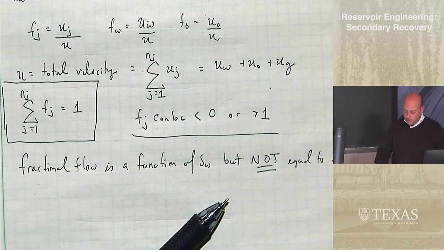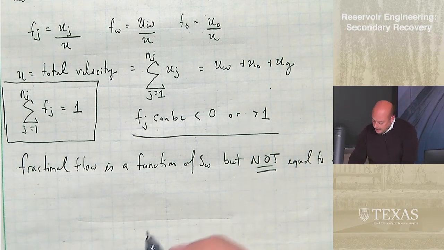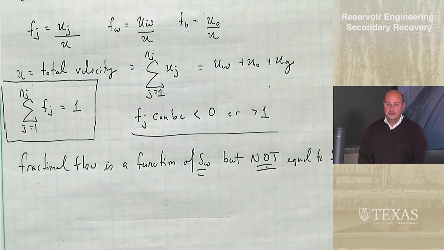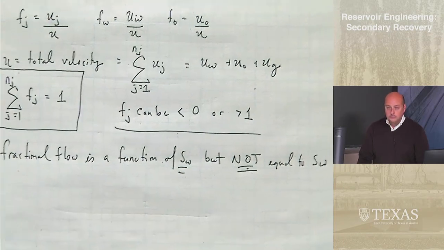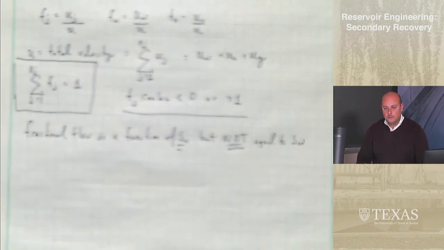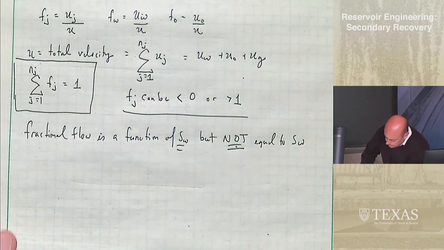So we'll derive some equations and show why that's the case. So that F is a function of SW but not equal to SW. By coincidence, there might be some cases where they're equal, but in general, that's not the case.